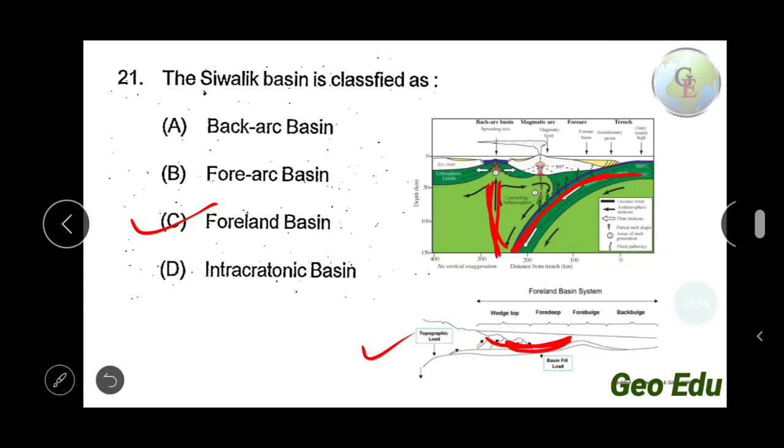Then the Intracratonic Basin will form inside a craton. Suppose this is a craton, and inside the craton one basin will form. This may be due to thermal subsidence, like there may be some hotspot below the crust. So this may be the cause of an Intracratonic Basin.